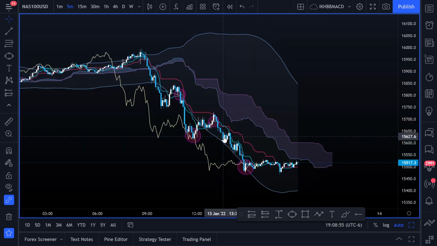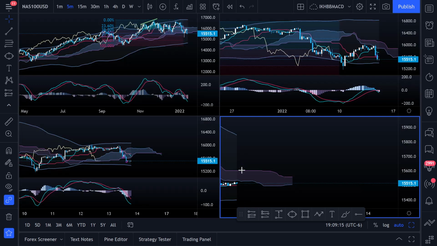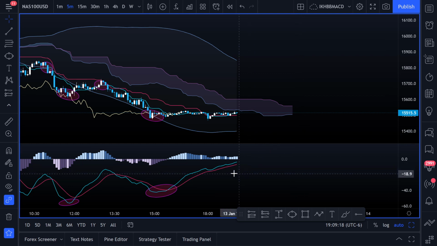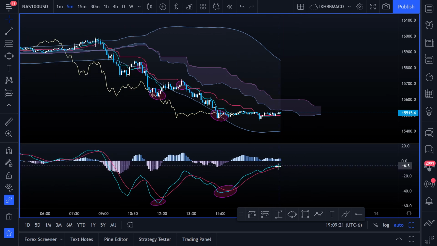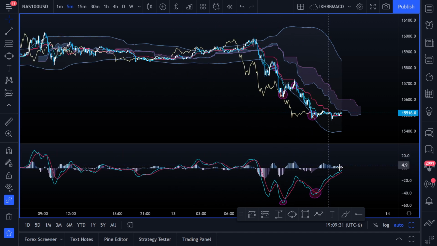Right now, what's happening with the price? Chikou span is touching the price, so this is a ranging market. Kijun-sen flat, Tenkan-sen flat, Senkou span A flat, Senkou span B flat. So the price is also coming closer to the cloud, and the MACD and signal lines are coming closer to the zero line, and also the MACD histogram is pretty much at a lower reading.